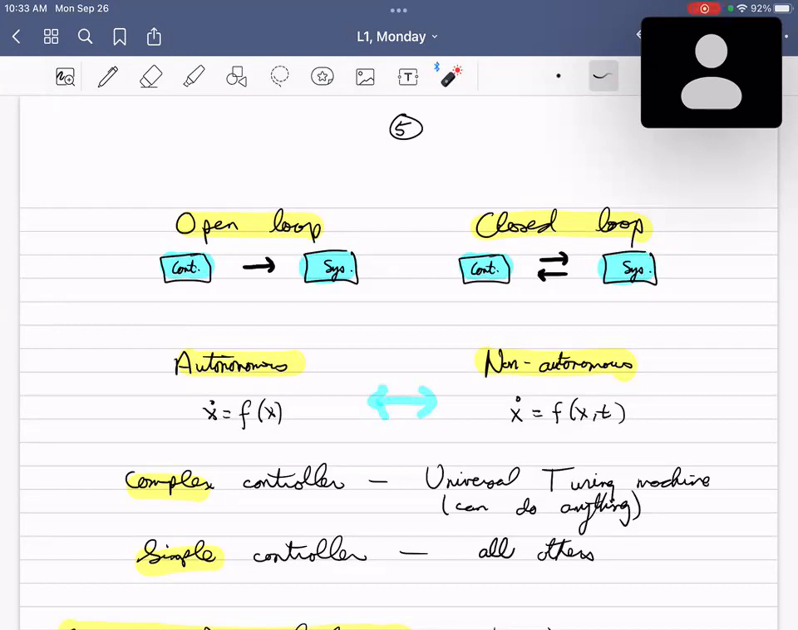And finally, I don't think we'll talk too much about this, but one can make a distinction between autonomous and non-autonomous dynamical systems. So for dynamical systems, this is just some state X changing in time. If it's F of X and there's no explicit time dependence, we would say it's autonomous. And non-autonomous, there would be some explicit variation in time.